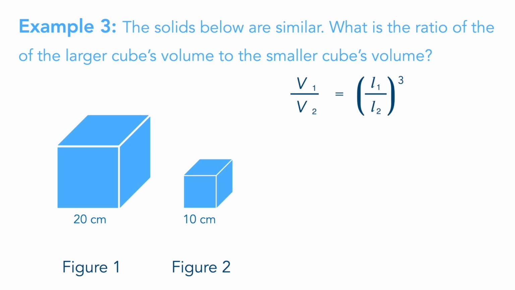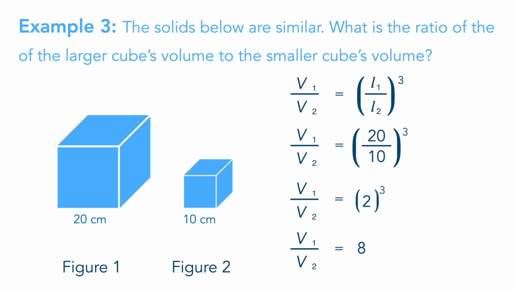Notice that we aren't given any volumes to substitute for V1 or V2. So our equation is V1 over V2 equals the ratio 20 over 10 cubed. Since this question is asking for the ratio of the cube's volumes, we're going to solve this equation for the ratio of V1 over V2 by simplifying the right side. 20 divided by 10 is 2, and 2 cubed is 8. This means that volume 1 over volume 2 equals 8, so the ratio between the cube's volumes is 8 to 1, which we can write as a fraction, 8 over 1, or with a colon, 8 to 1.